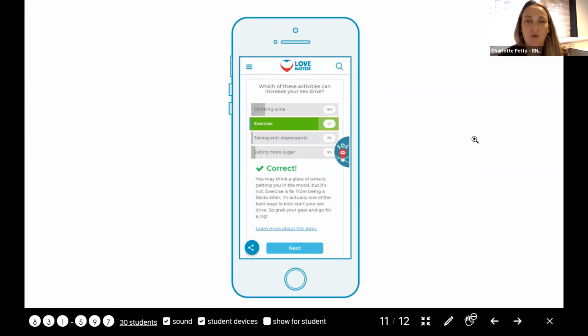And as I mentioned before, if you click on an answer, it tells you whether you're correct or incorrect, but also gives you some further information on why the answer is either right or wrong. And also you can see here, learn more about this topic. So a user can click on this, and on a separate tab or browser, an article within the Love Matters website will pop up with further information on the specific topic. So the learner can really dive further in if needed.